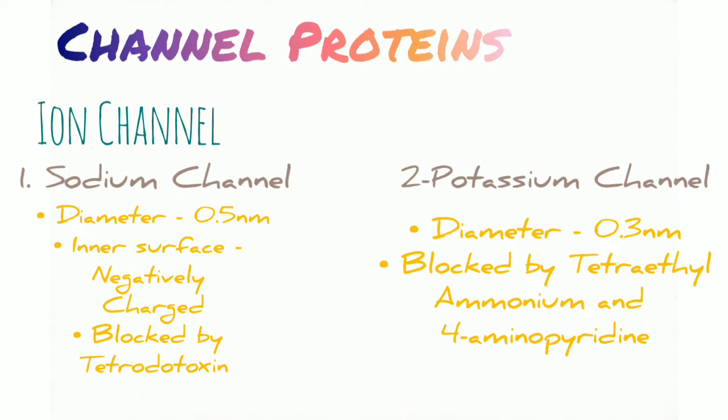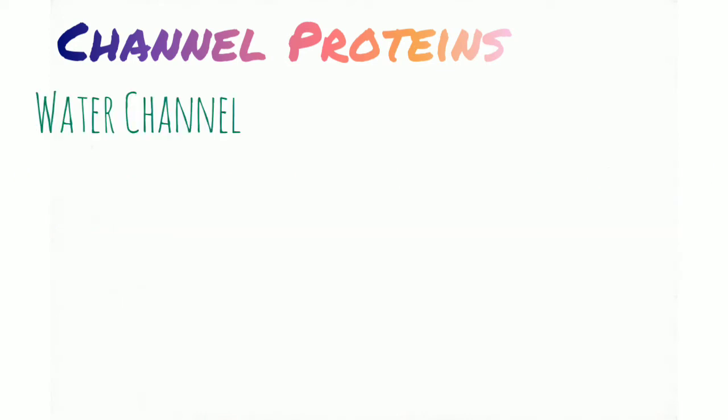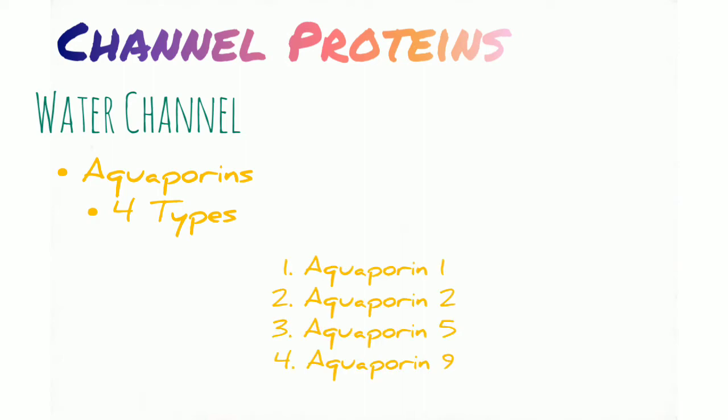Potassium channels are blocked by tetraethylammonium or 4-aminopyridine. Talking about our second type of channel protein, that is the water channel, also known as aquaporins. There are four different types of aquaporins. Aquaporin 1, aquaporin 2, aquaporin 5 and aquaporin 9.